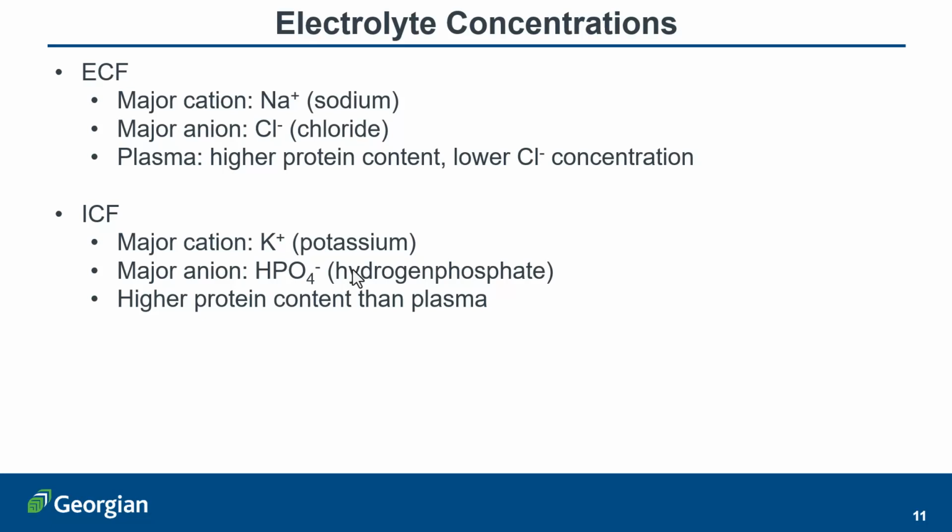In the ICF or intracellular fluid, it's completely different. The major cation is the potassium ion, and the major anion is hydrogen phosphate. Just like in plasma, there is a higher protein content. In fact, the protein content is even higher than in plasma.